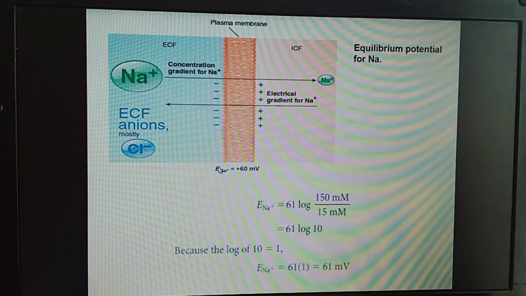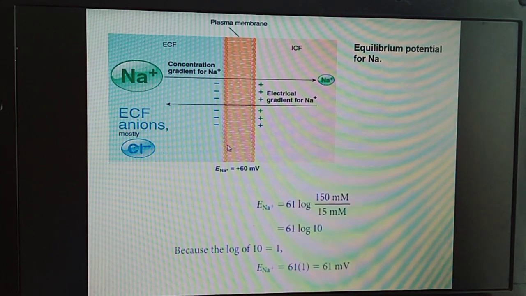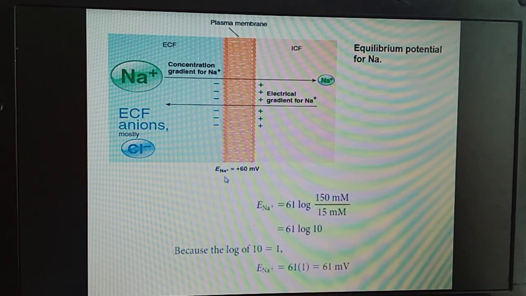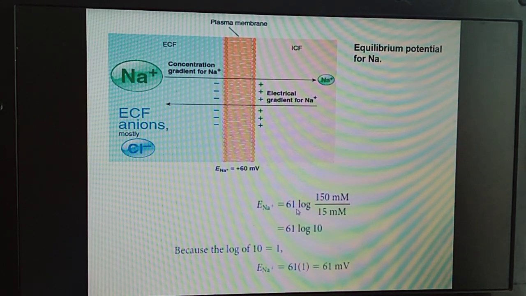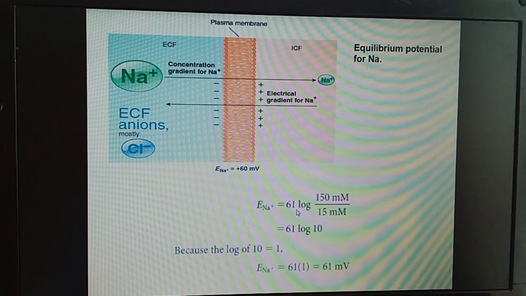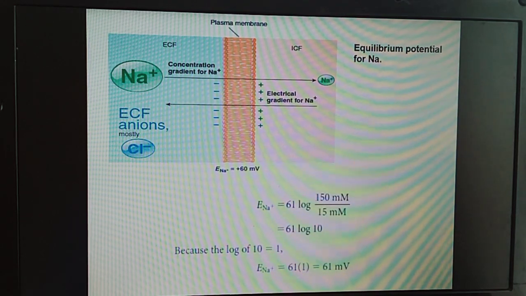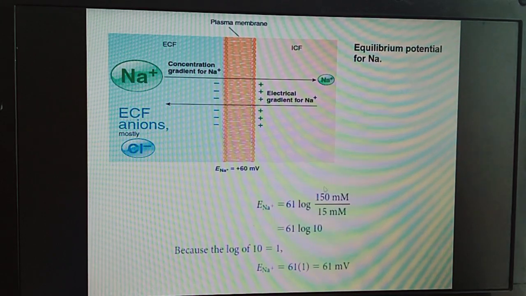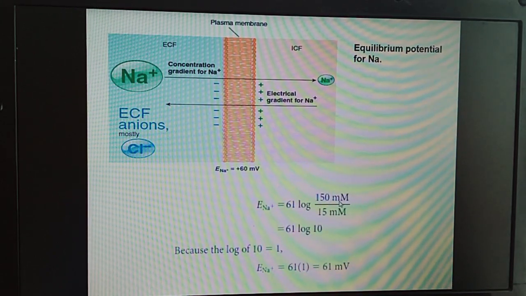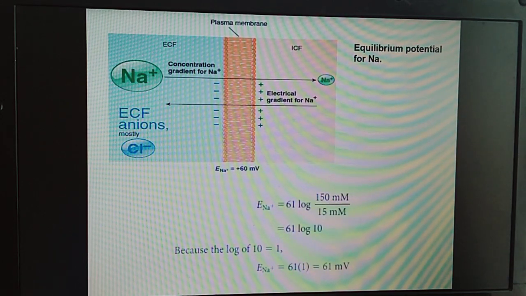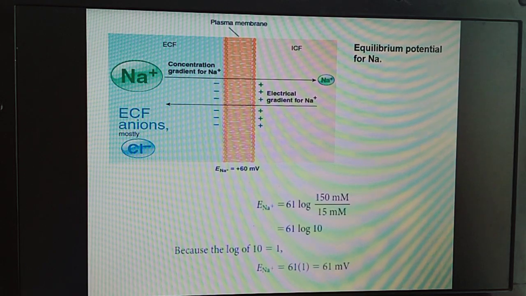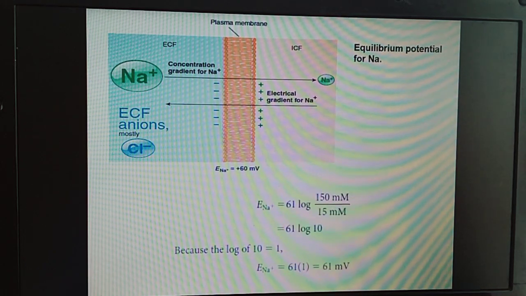Now the equilibrium potential for sodium, how to calculate it? The equilibrium potential for sodium can be calculated with the very same formula, that is 61 by 1, where Z stands for the valency of sodium, so that makes it 61 log. The concentration outside of the sodium, that is in the ECF, is 150, just opposite to that of potassium, and inside the compartment, the intracellular compartment, would be 15 millimole of sodium, that is in lesser quantity than outside.